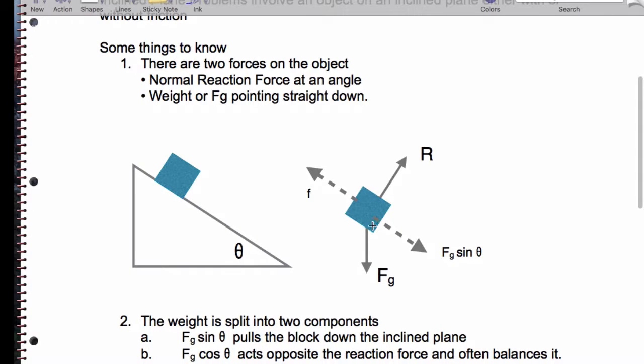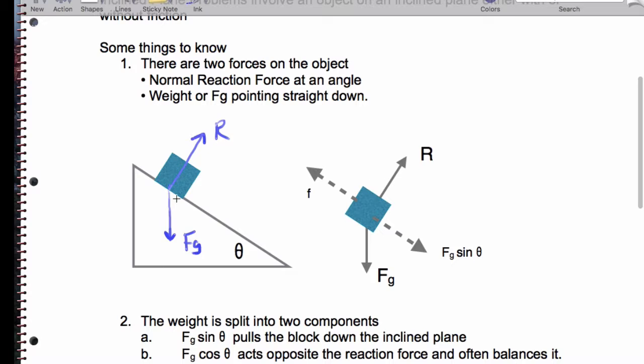So the key to the inclined plane problem is we start off with just our normal free body diagram. By the way, to get the direction of the reaction force, look at the inclined plane, and then perpendicular to it, you draw the reaction force like that. So that's how we got R. And the weight always points straight down. So those are the two basic forces that we've labeled here.